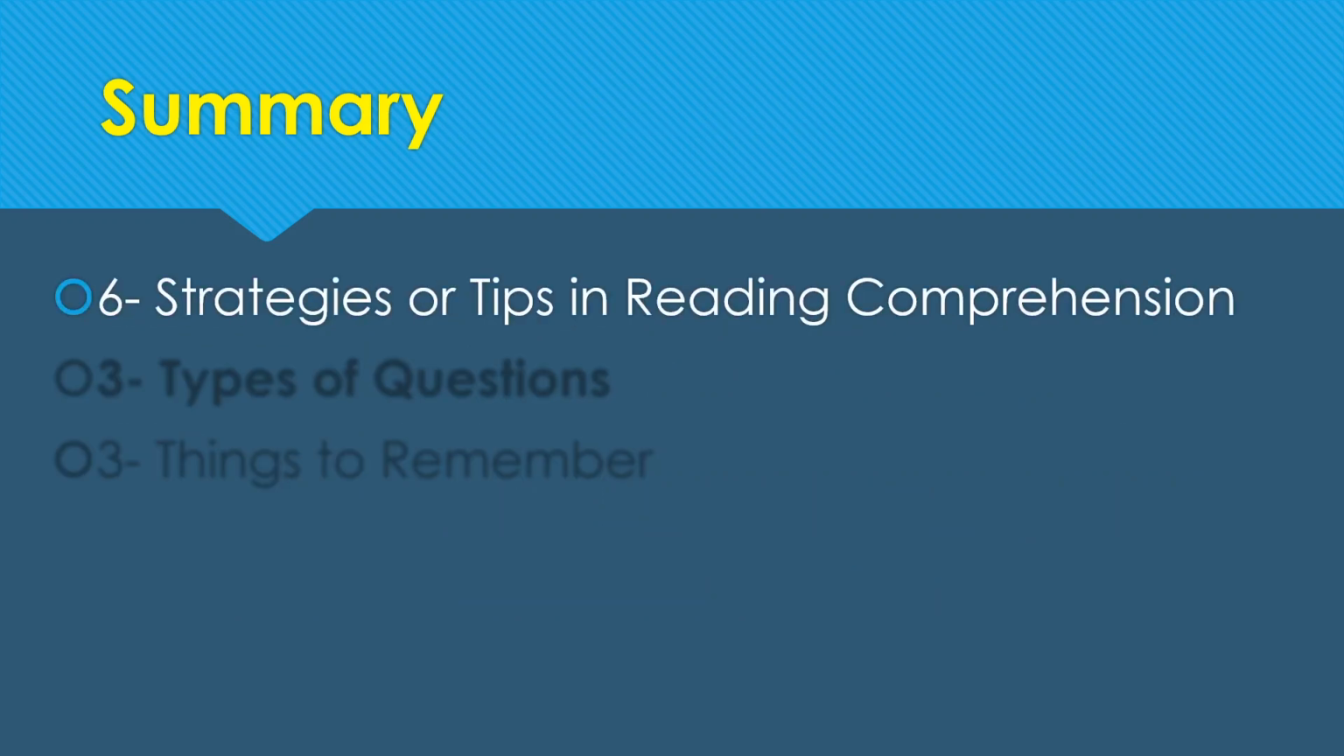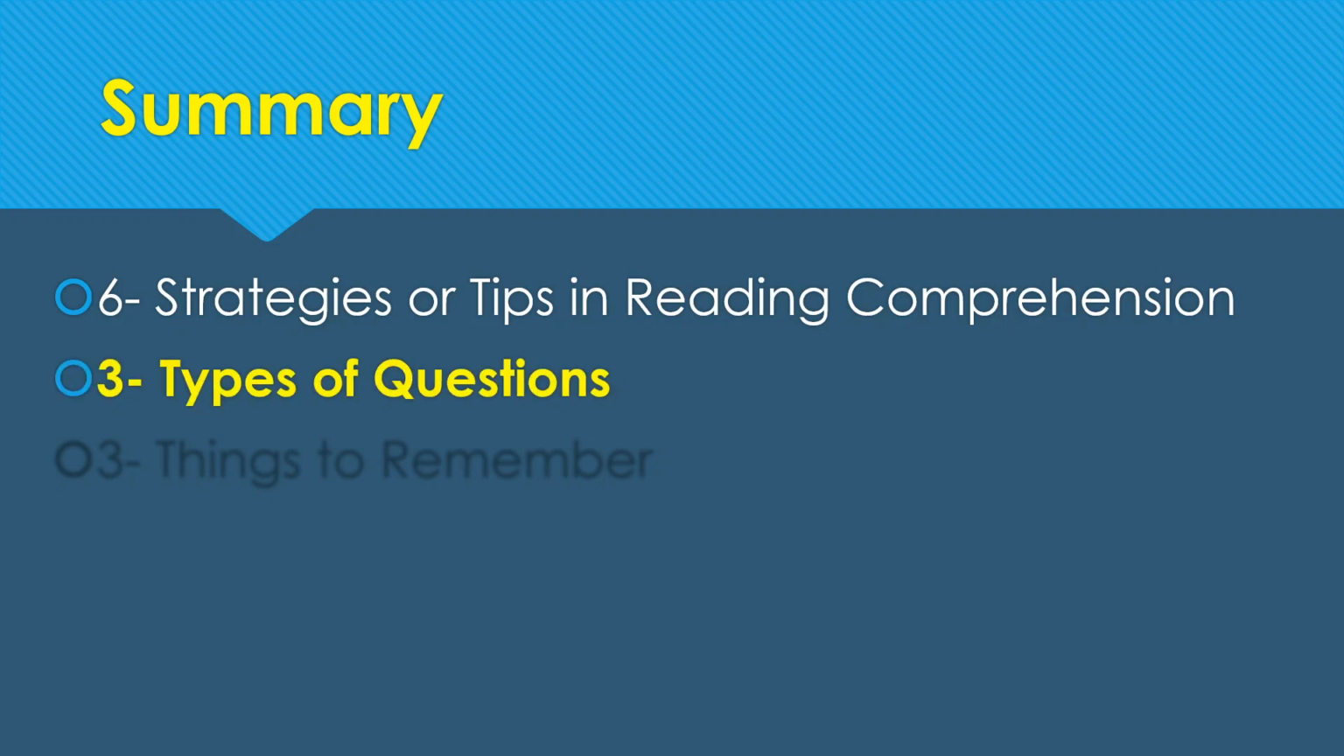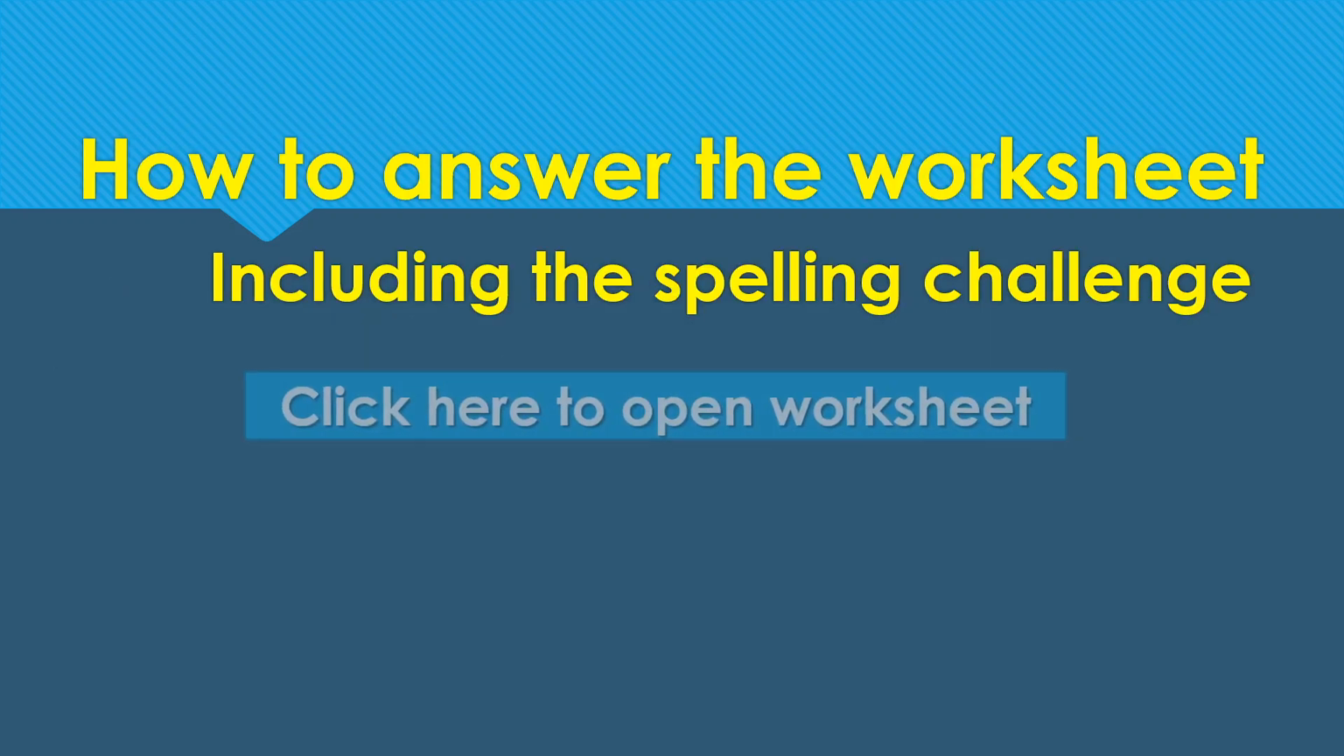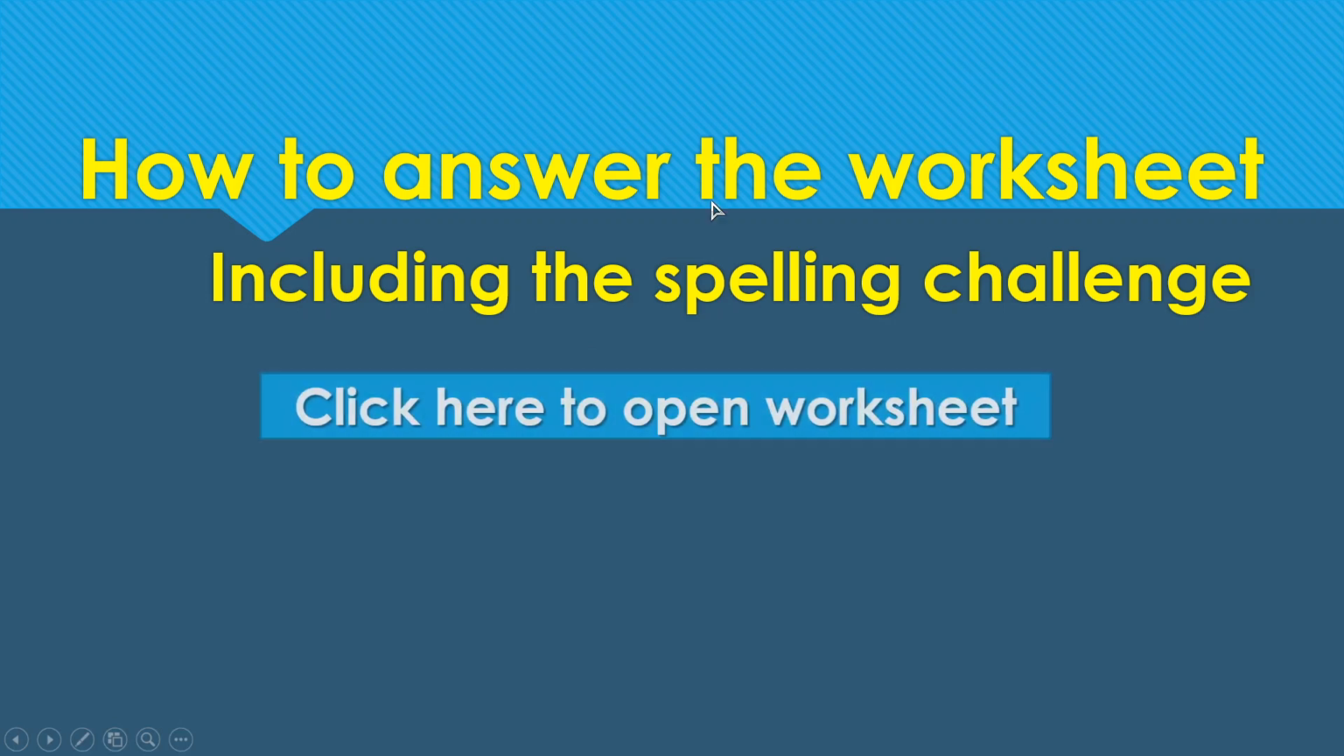To summarize our ideas, I have discussed 6 strategies or tips in reading comprehension. We have 3 types of questions, and we have 3 things to remember, and you're going to answer this summary in your worksheet for today. All right, so let's go to the worksheet right now, including the spelling challenge on Wednesday. I'm going to give you ideas about it.